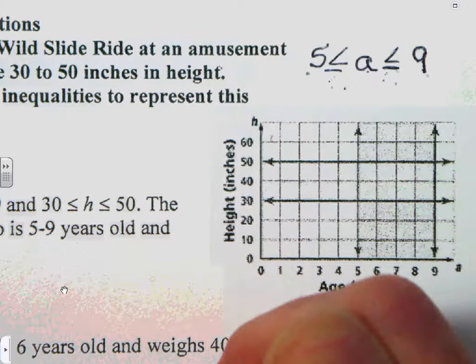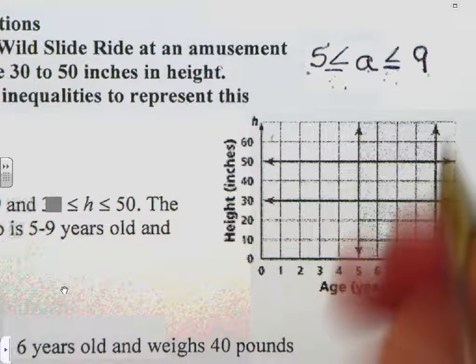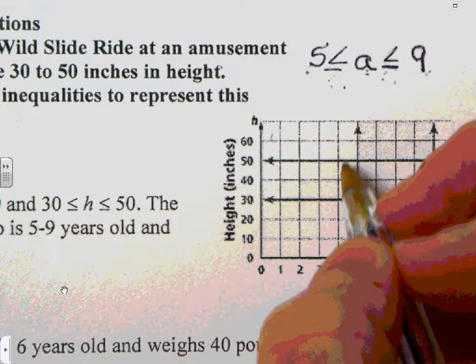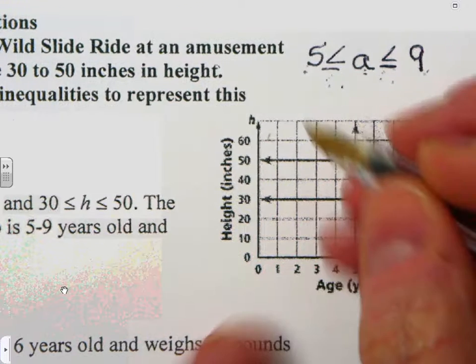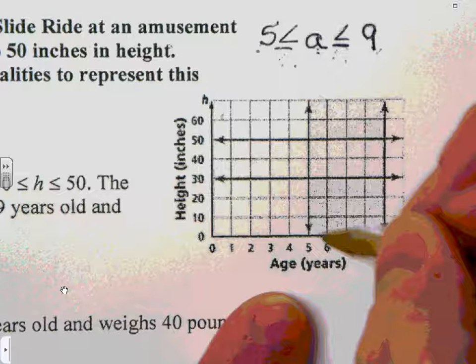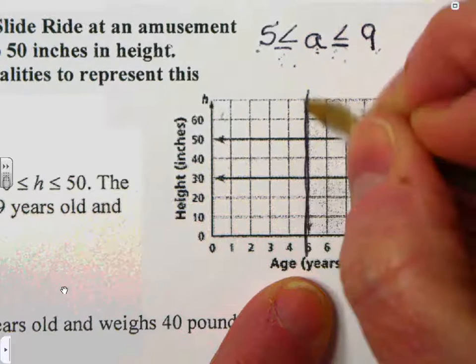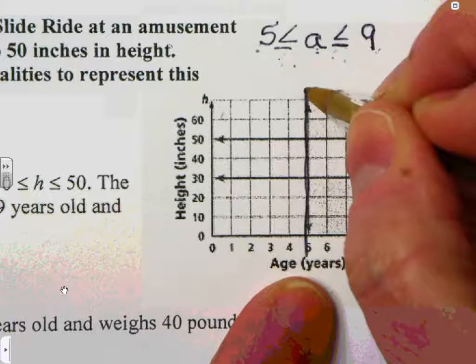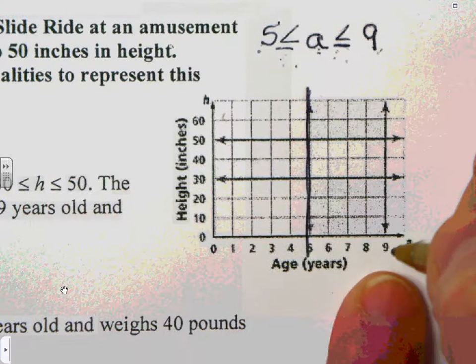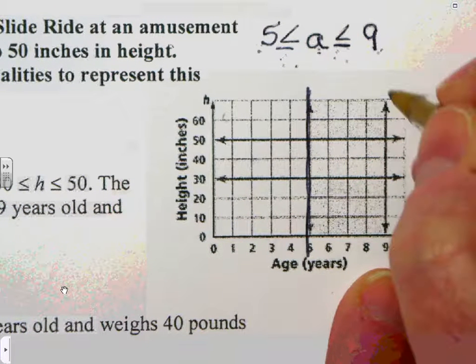All right, now we're going to graph this. I know that the boundaries are at 5 and 9. What kind of lines will I be drawing? Solid. So down here on the graph, I go to where the age is 5, and I'm going to draw a solid line. And I'm going to draw a solid line where his age is 9, right?